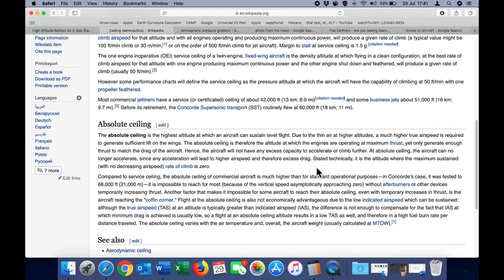And I'll just read this first paragraph. The absolute ceiling is the highest altitude at which an aircraft can sustain level flight. Due to the thin air at higher altitudes, a much higher true airspeed is required to generate sufficient lift on the wings. The absolute ceiling is therefore the altitude at which the engines are operating at maximum thrust, yet only generate enough thrust to match the drag of the aircraft. Hence, the aircraft will not have any excess capacity to accelerate or climb further. At absolute ceiling, the aircraft can no longer accelerate, since any acceleration will lead to higher airspeed and therefore excess drag. Stated technically, it is the altitude where the maximum sustained rate of climb with no decreasing airspeed is zero.